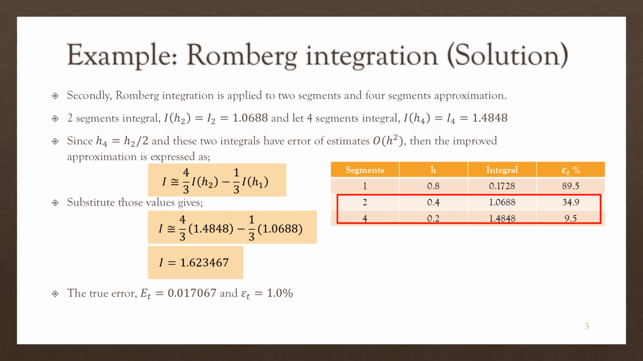So let's see that the original integrals were 34.9% and 9.5%. Then after we improve it using Romberg integration, we have a 1% error for the new improved approximation. So we can say that Romberg integration can be used effectively, and it's quite efficient.